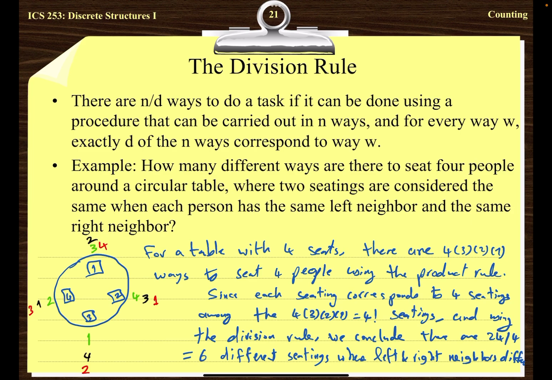No, but wait a minute. They have to go all in the same seating. It's the same left and right neighbor for all of them. That's why when you are moving 2, you're not only moving 2, you're rotating 2 with 3 with 4 with 1. And there are no other rotations. There are no other seatings in which all of them have the same right and left neighbor. Okay? So each 4 correspond to one way. You have 24. 24 divided by 4 is 6. Okay?